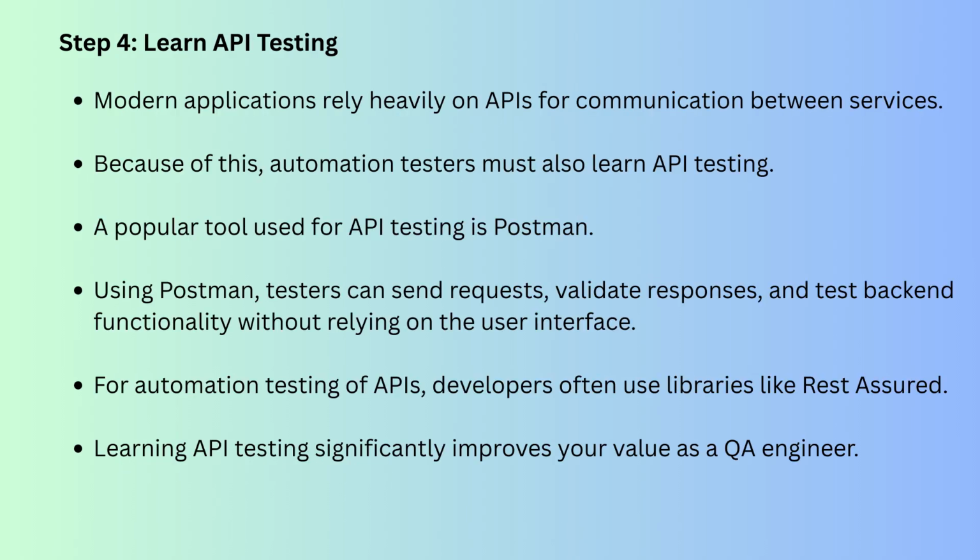Step 4. Learn API testing. Modern applications rely heavily on APIs for communication between services. Because of this, automation testers must also learn API testing. A popular tool used for API testing is Postman. Using Postman, testers can send requests, validate responses, and test back-end functionality without relying on the user interface. For automation testing of APIs, developers often use libraries like Rest Assured. Learning API testing significantly improves your value as a QA engineer.